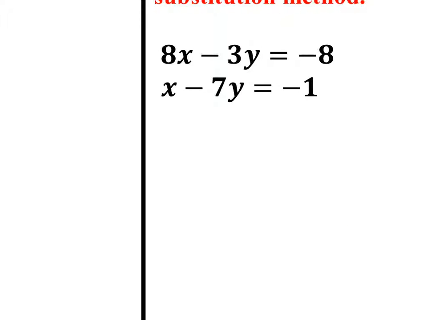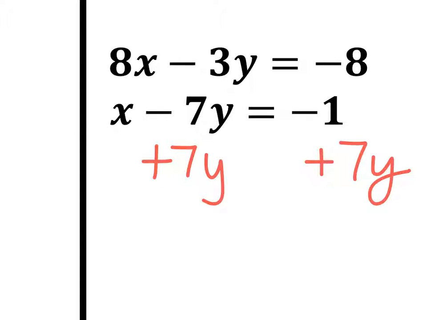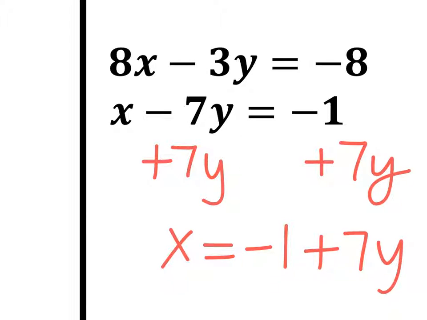What do I have to do if I want to solve this bottom equation for x? Add 7y. Add 7y, that's it. Watch. Rewrite it. X is equal to negative 1 plus 7y. Wow, how beautiful. No fractions, no decimals. We didn't have to divide. It was one step. All I had to do was add the 7y because it was negative.